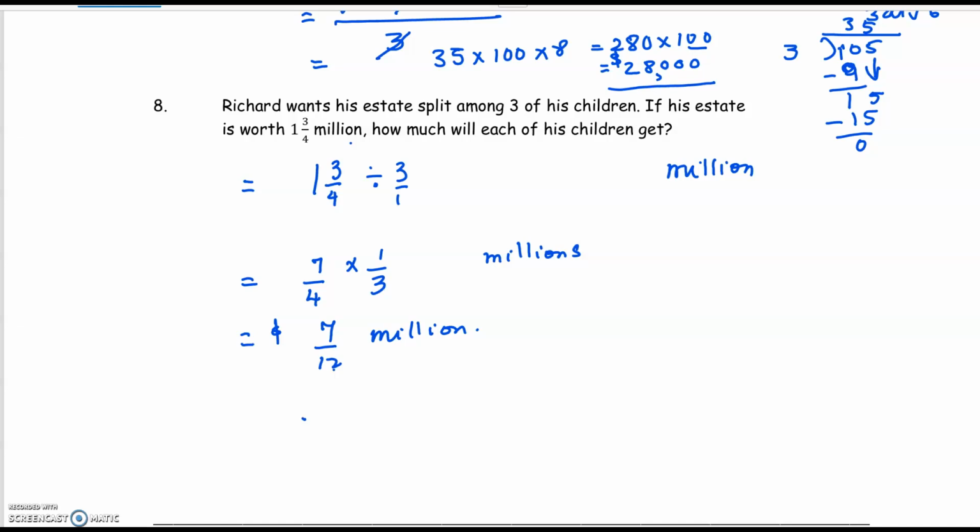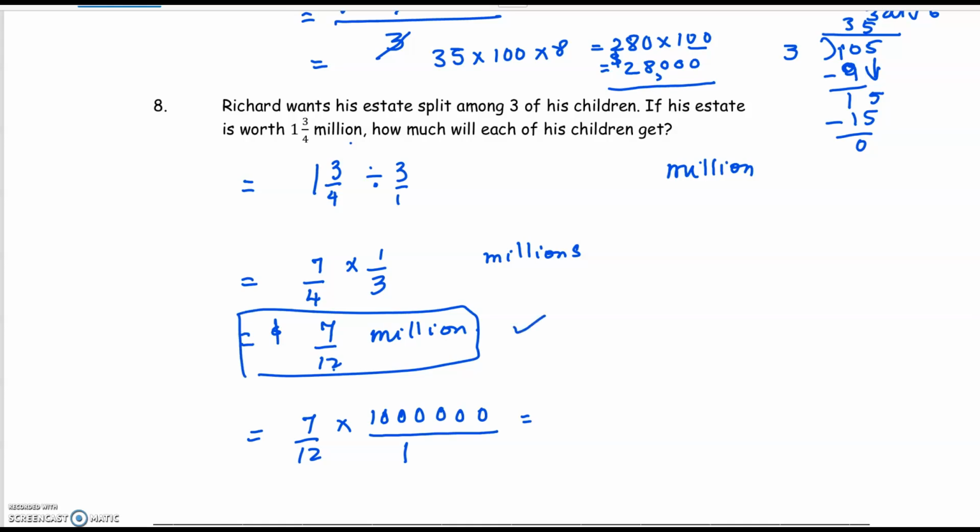Let's see how much money that would mean. 7/12 times a million, which is 6 zeros. And that is exactly the amount that each child gets. So let's see if I can break this down quickly. This is 7/12 of a million. That's the final answer, but we're trying to figure out how much money that really is.